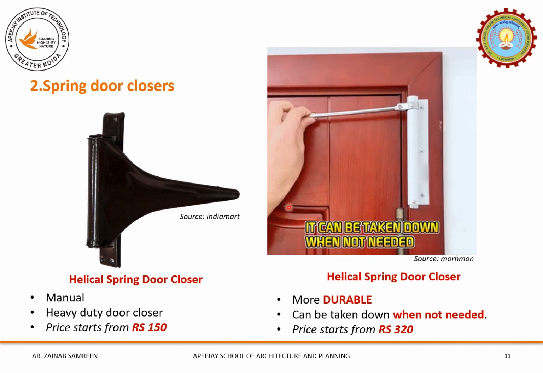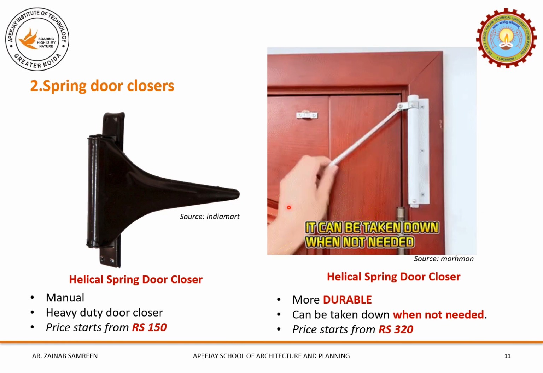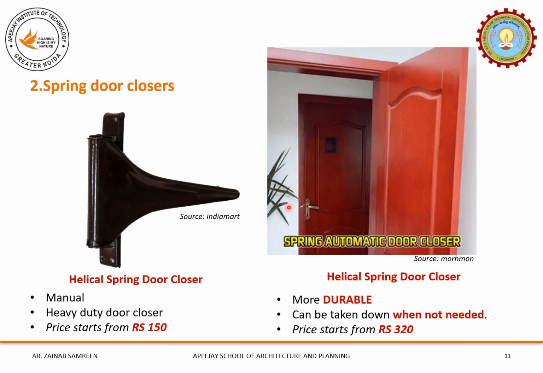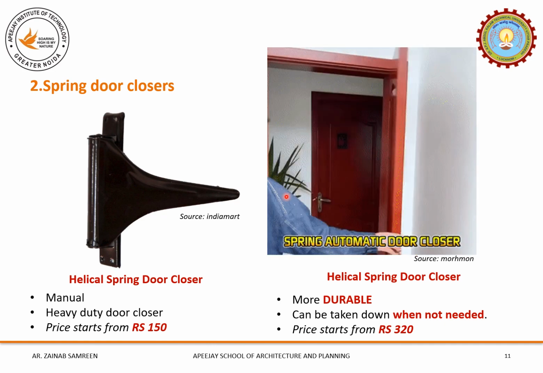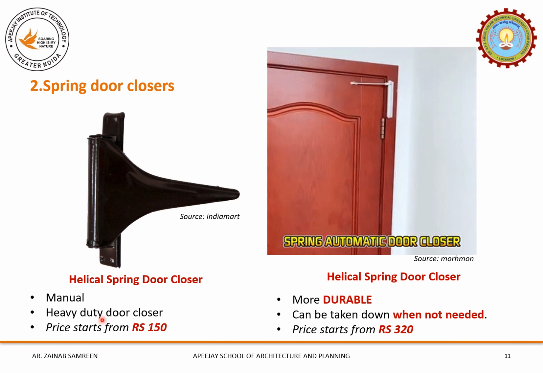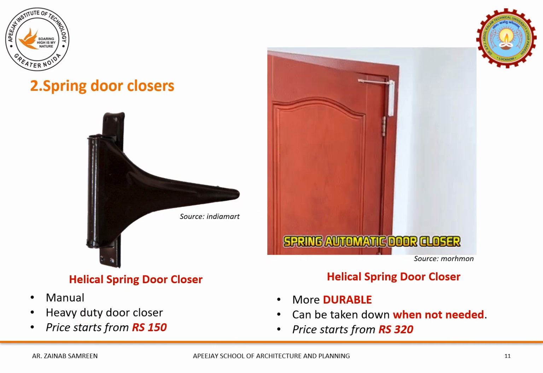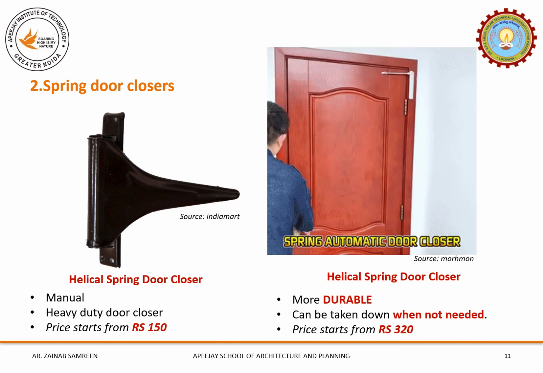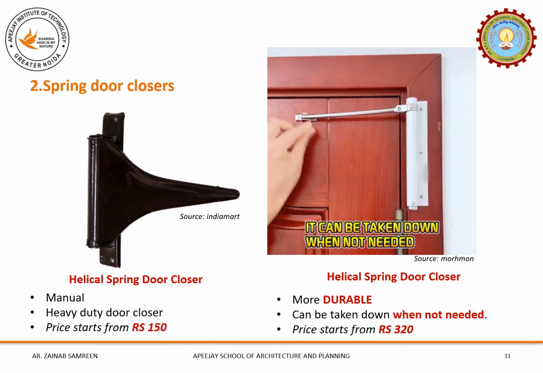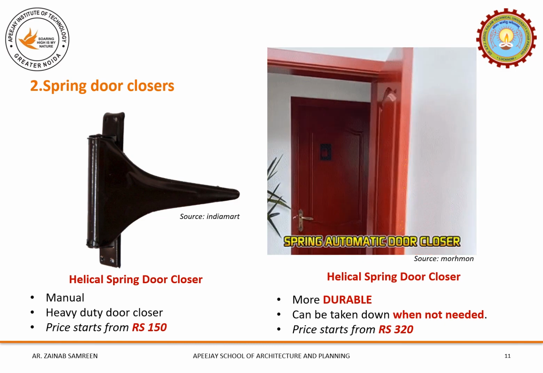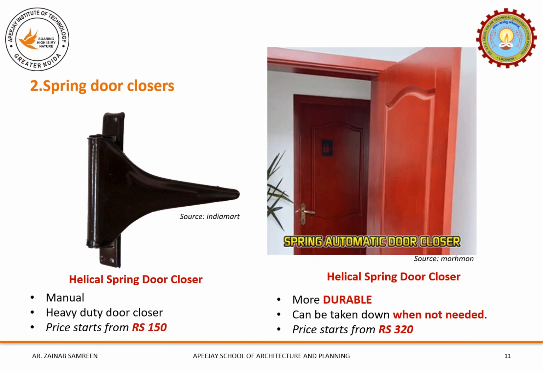Now we have discussed the overhead door closures. The second type of door closures we can say are spring door closures. The mechanism of this we have discussed in the beginning also, how this works. Now, in this category, we find the helical spring door closure. This is manual, and these type of door closures are used for heavy duty. For heavy duty, this is more durable and can be taken down when not needed.